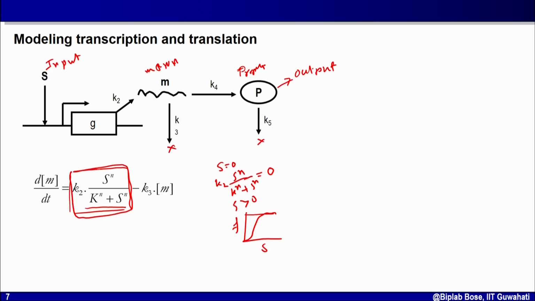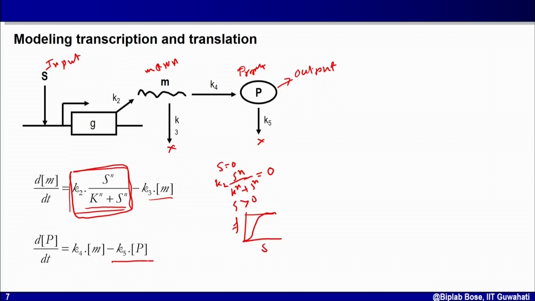So this rate of transcription has a sigmoidal behavior with respect to S, and K3 into M is nothing but first order degradation of the mRNA. Let us look into the protein part. dP/dt, the rate of change in concentration of protein, will be equal to K4 into M, where M is the amount or concentration of mRNA present. Obviously translation will depend upon how many copies of the mRNA are present at that time for that particular protein. So it is K4 into M, a first order reaction, minus K5 into P, the first order degradation of the protein. So I have two simple ODEs.